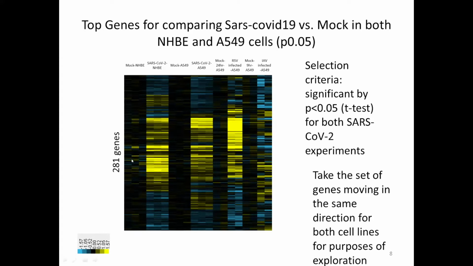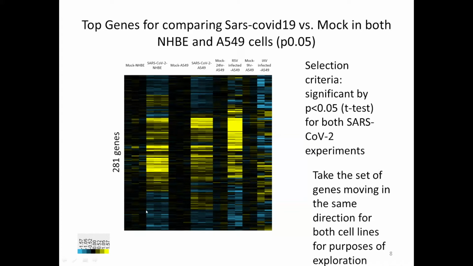On this heat map, we have genes in the rows and treatment profiles in the columns. Yellow is relatively higher expression compared to the corresponding control. Black doesn't mean zero. Black means whatever reference levels the control was. Yellow is going to be higher than that, and blue is going to be lower than that. So we can just focus on the SARS-CoV-2 groups for now. We've got a set of genes that are up in both cell lines within 24 hours of infection, and then genes that are down, or blue, in both cell lines.